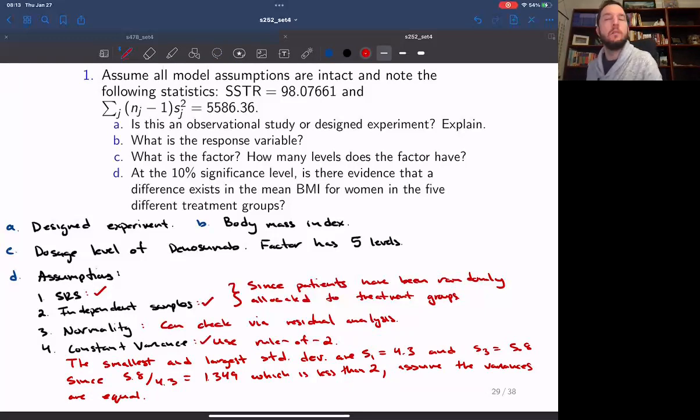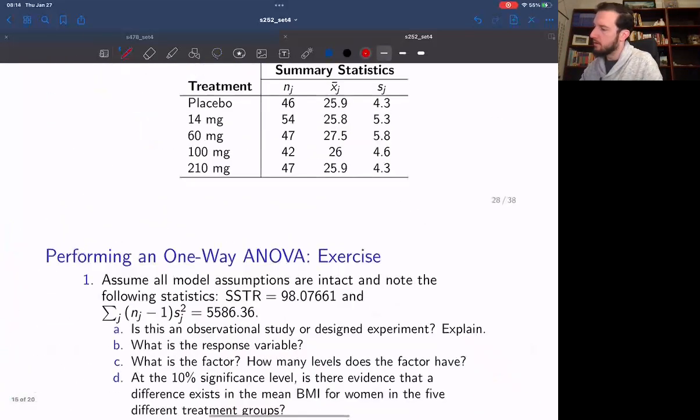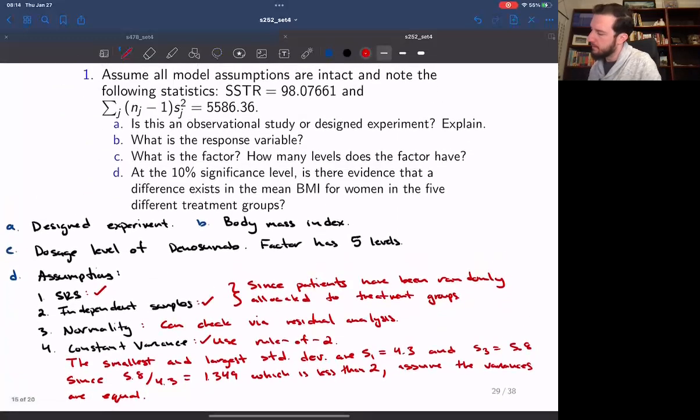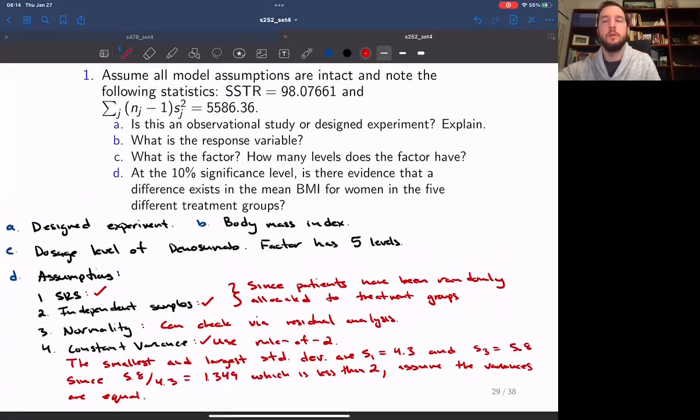All right. Yes, divide the largest by the smallest. You can also divide the smallest by the largest, and if it's greater than a half, that's the same thing. So it doesn't matter which way you divide them, they just have to be within a factor of 2. All right, any questions?